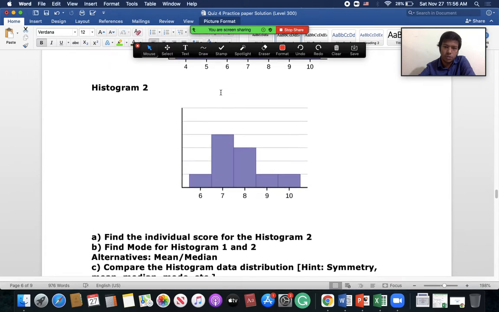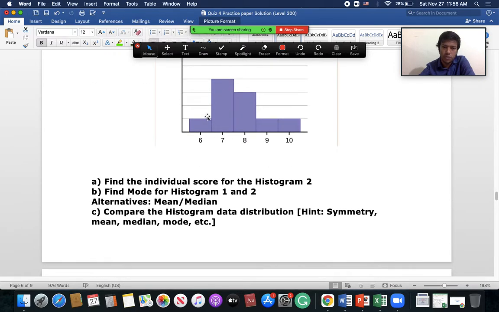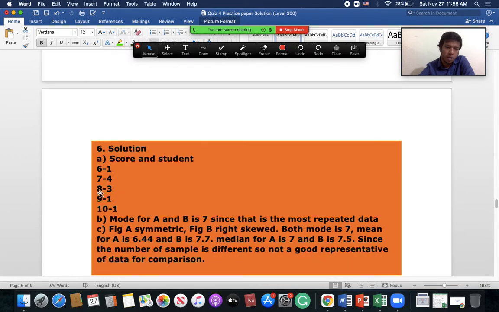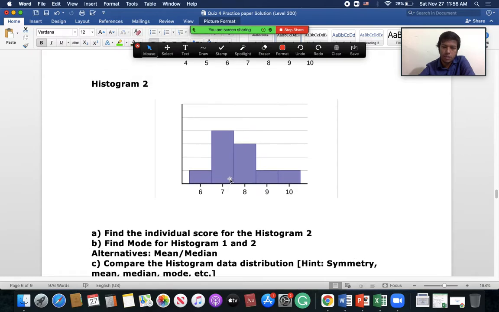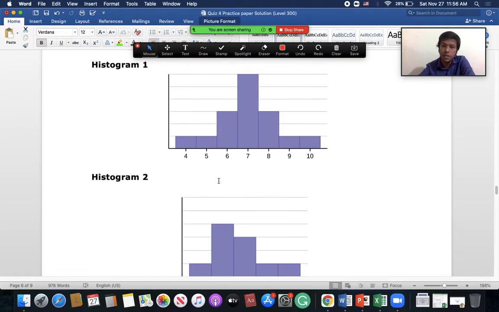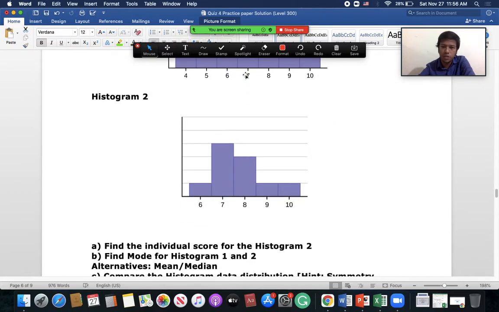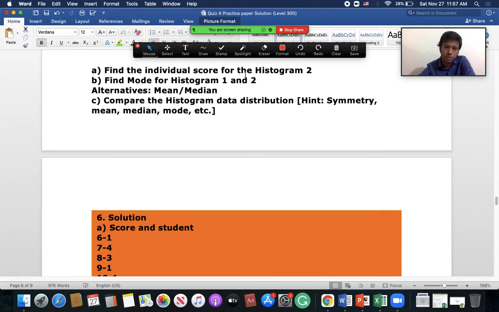For histogram 2, 7 comes how many times? 4 times. 1, 2, 3, 4. 8 comes 3 times. 9 comes 1 time. And 10 comes 1 time. Mode is what? The mode for data A and B is 7. See, 7 is most repeated here and here. So for both cases, 7 is the mode.